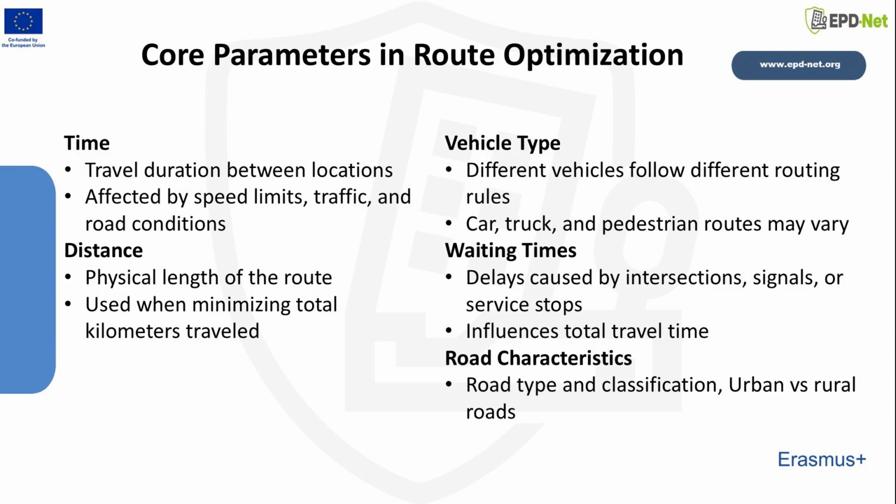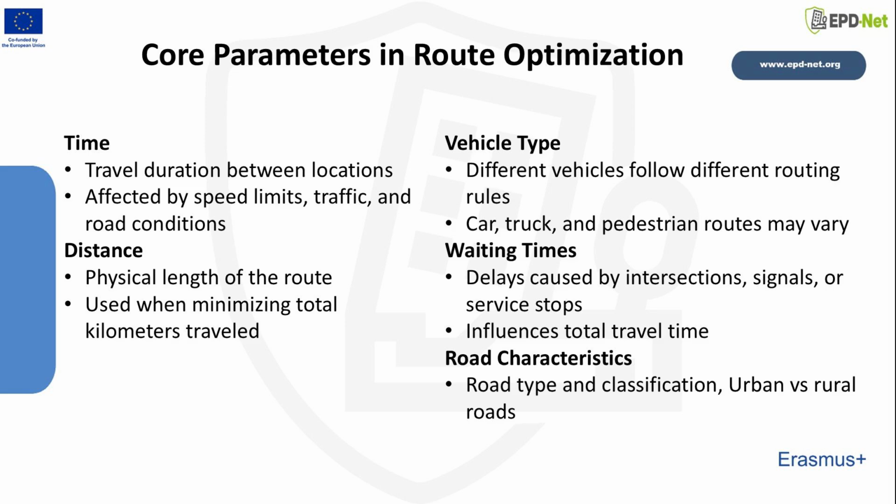Route optimization is influenced by several key parameters that determine how routes are calculated and evaluated. One of the most important parameters is time, which represents the duration required to travel between locations. Travel time is affected by factors such as speed limits, traffic conditions, and the physical characteristics of roads. Distance is another fundamental parameter in route optimization. It refers to the physical length of a route and is often used when the objective is to minimize the total number of kilometers traveled, such as in fuel-saving or cost reduction scenarios.